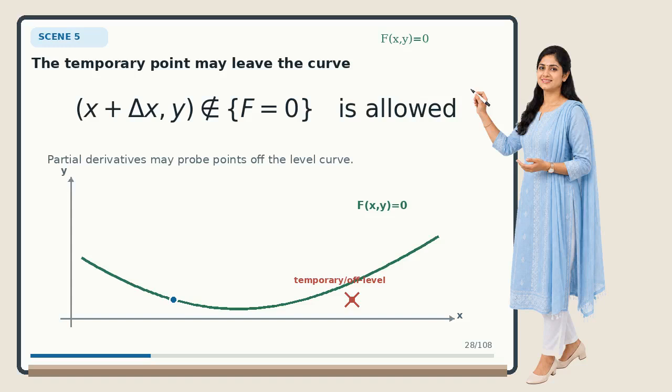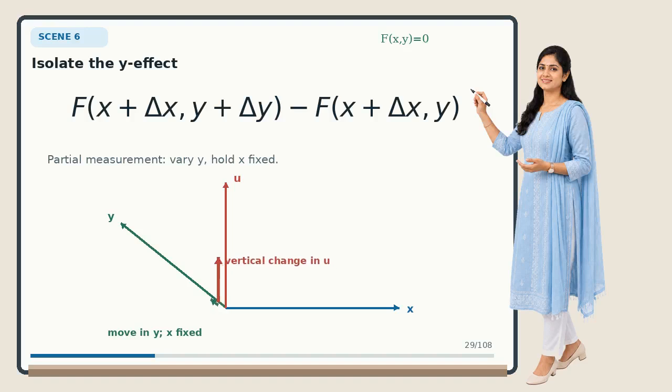The x-only point does not have to remain on f equals 0. That is perfectly acceptable, because a partial derivative deliberately measures one coordinate effect at a time. Now look at the y part. During this partial measurement, x is fixed at x plus delta x while y changes by delta y.